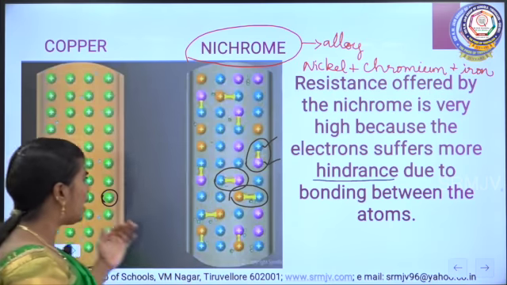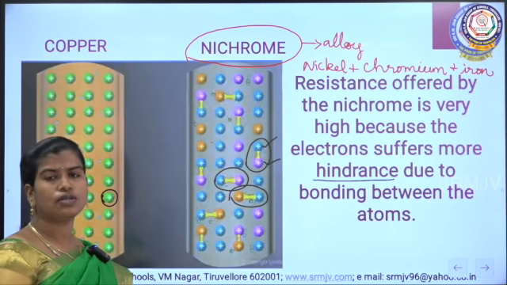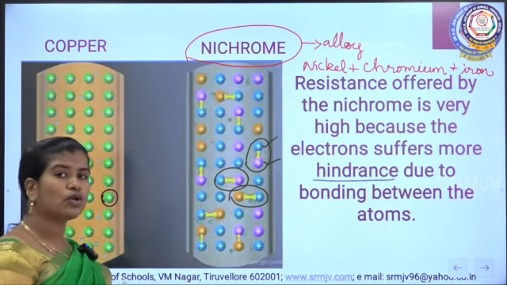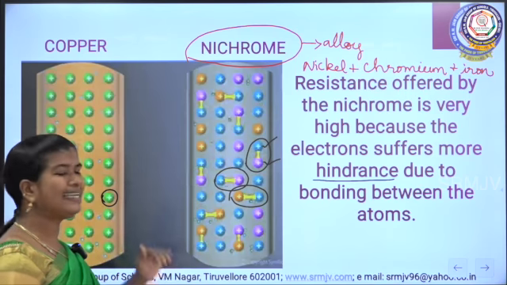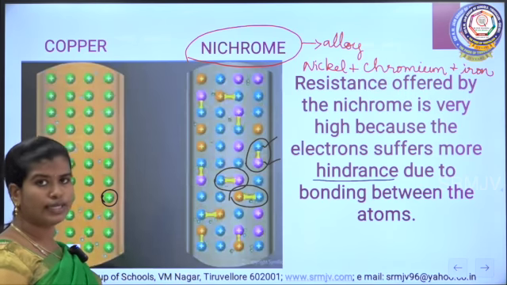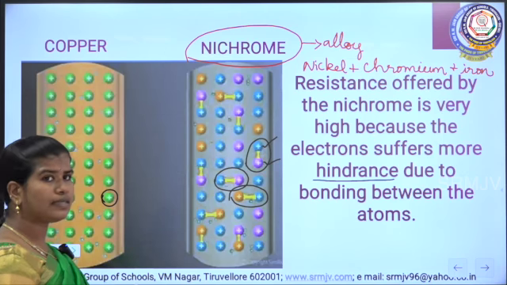What happens to the copper? Will the copper not produce heat? Copper also will produce heat, but a very small amount when compared with nichrome. Why is it like that?